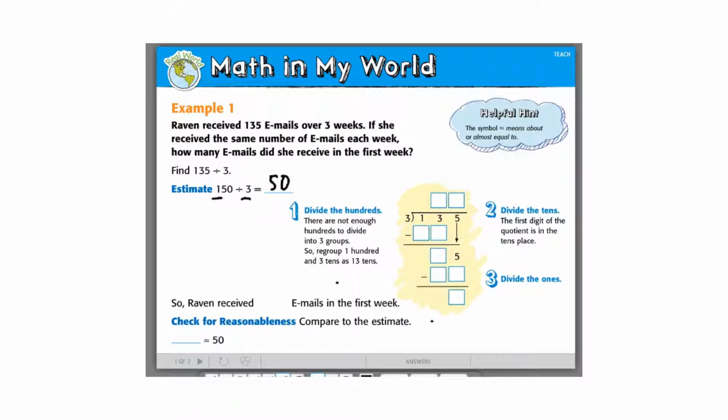So first step number 1 is dividing the hundreds. 3 goes into 1. If there's not enough hundreds, we're going to regroup.